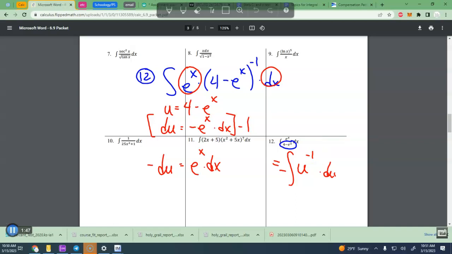Then I'm going to go through my regular rule. So I add 1 to the power, which is 0. Multiply by the reciprocal. Crap, we can't take the reciprocal of 0. Oh yeah, that's natural log. So the natural log of the absolute value of, I'm kind of running out of room, so I would put a u there to start with, right? But then what am I going to replace that u with? I'm going to put the 4 minus e to the x, right? Is that okay for that one?